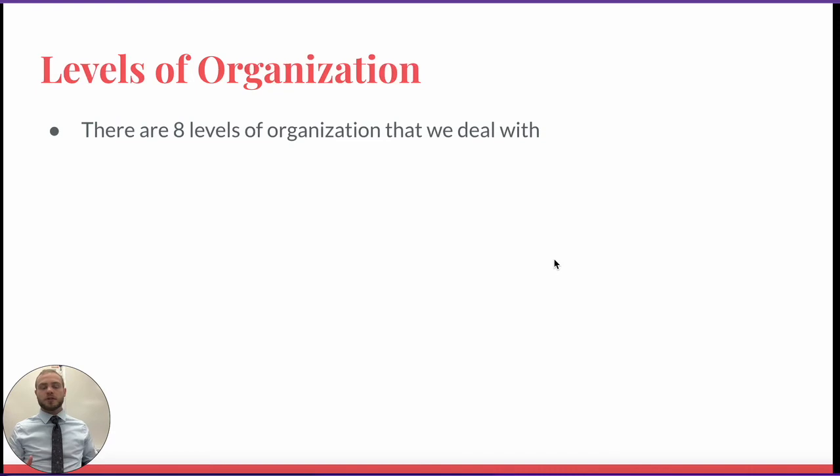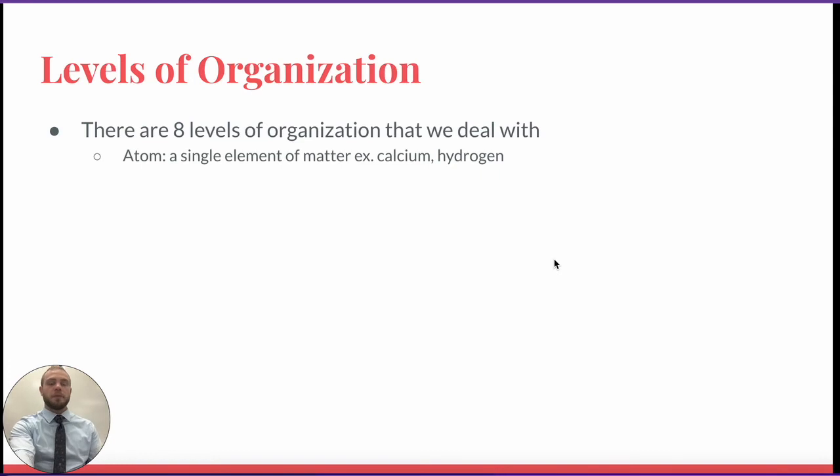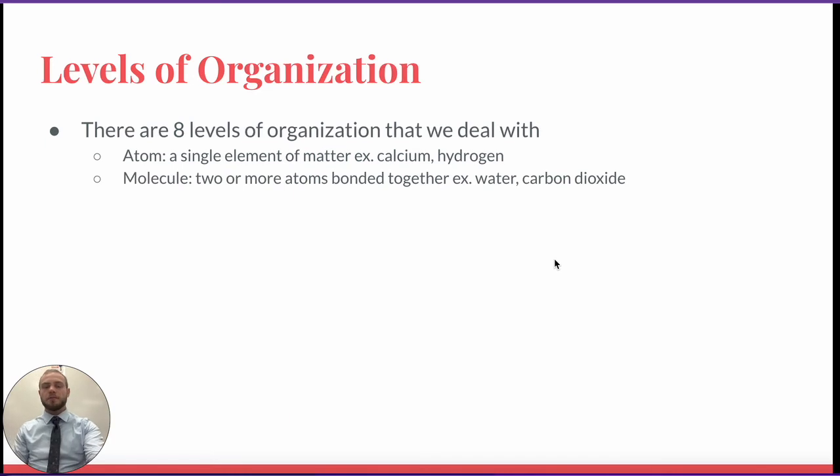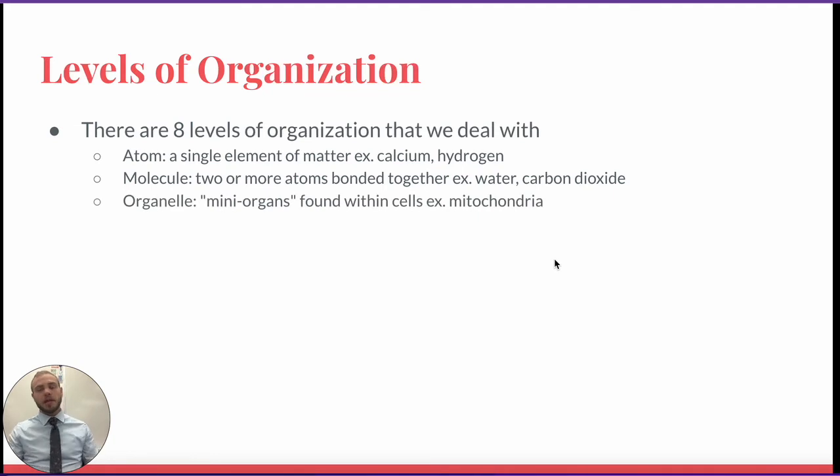For this class, there's going to be 8 levels of organization that we're going to take a look at. You may remember these from biology: the atom, which is a single element of matter. So these are going to be things on your periodic table of elements, things like calcium and hydrogen. Molecules, where 2 or more atoms are bonded together. So this is going to be like your water or your carbon dioxide. Organelles, which are the mini organs found within cells, things like mitochondria. The cell, which is the smallest unit of life.